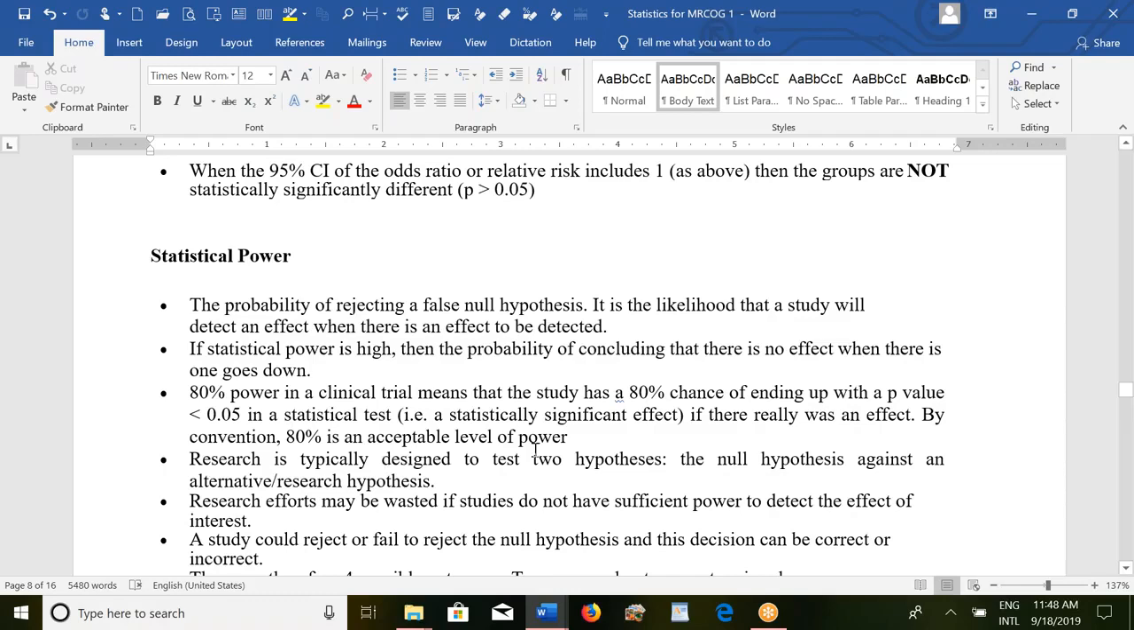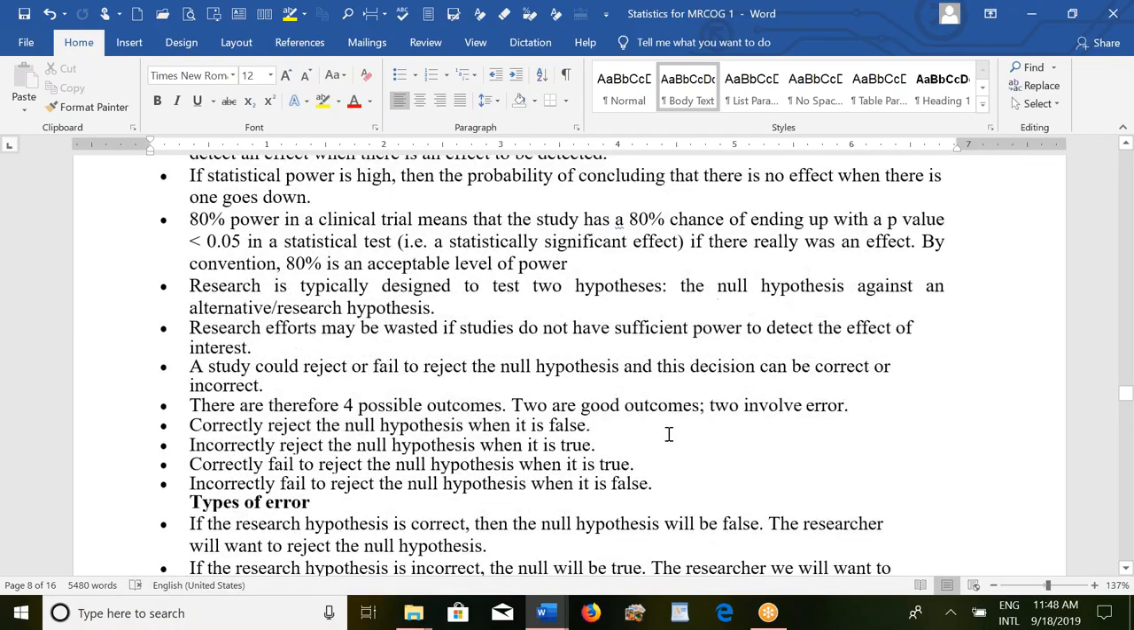Research is typically designed to test two hypotheses, the null hypothesis against an alternative research hypothesis, like we mentioned before. Research efforts may be wasted if studies do not have sufficient power to detect the effect of interest. So how can we improve this power? By increasing the sample size.